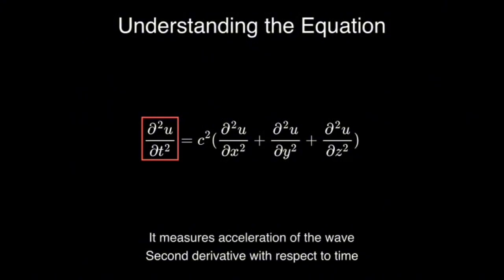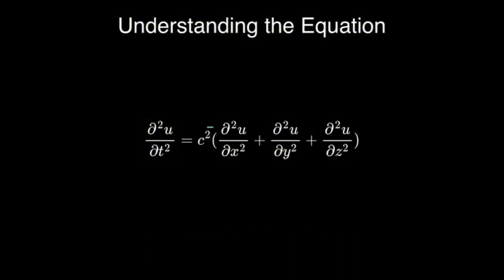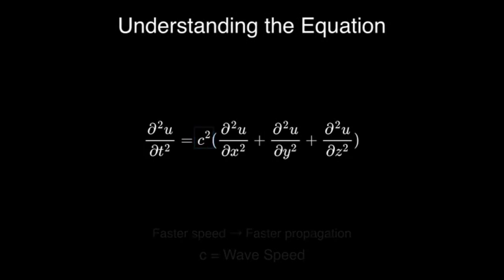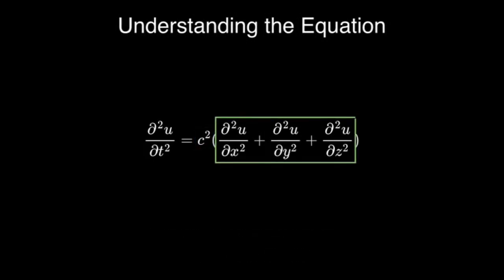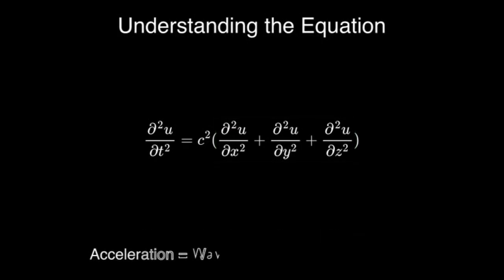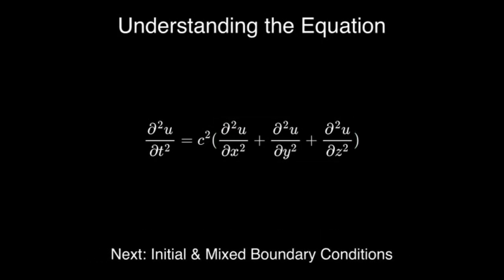The symbol c is the wave speed. A larger value of c means the wave travels faster through the medium. The second derivatives with respect to x, y and z describe how the wave bends or changes shape in each spatial direction. Together, they determine how the wave propagates through three-dimensional space.